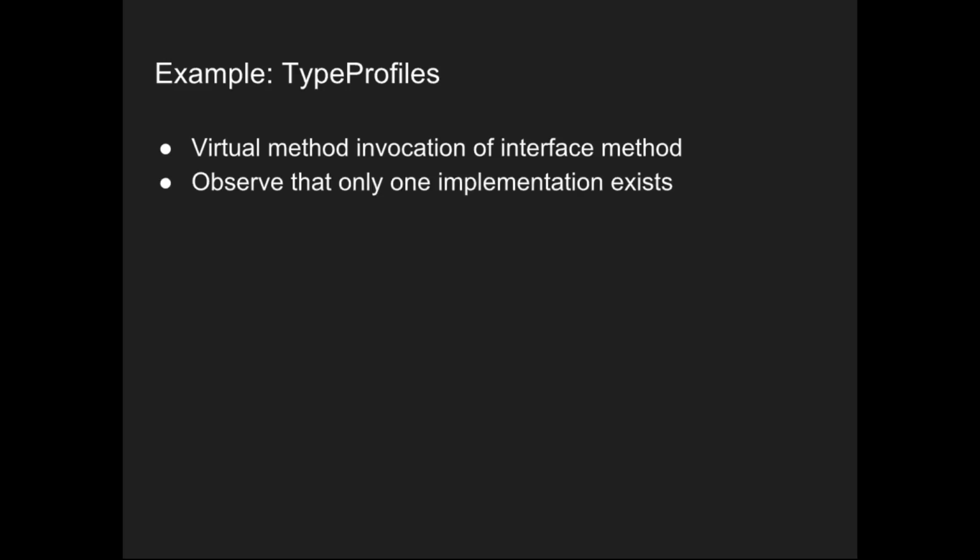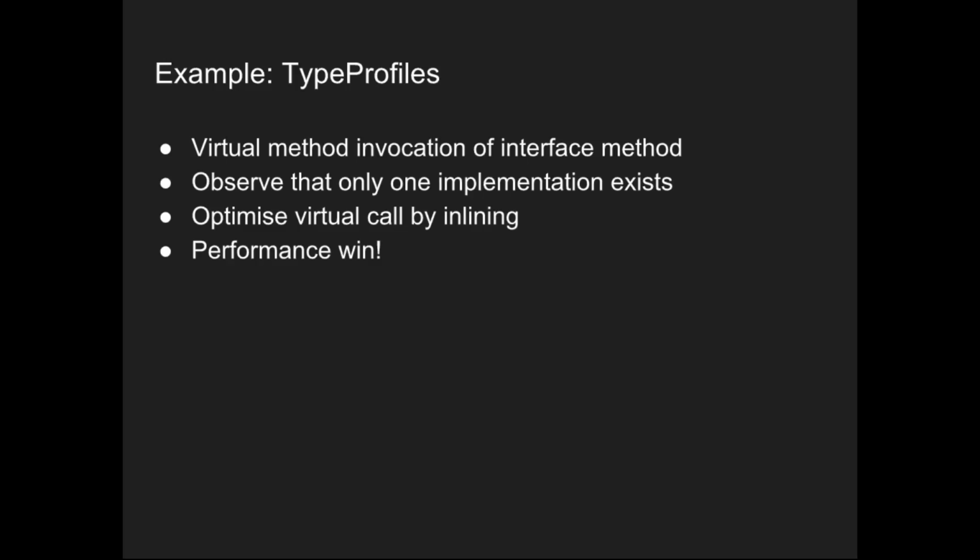In order to see this in action, we're going to look at an example of something called type profiles, which is an optimization technique available to HotSpot. When we have a virtual method invocation of an interface method, the compiler will try and be clever, and if it can observe that only one implementation of that interface exists, then the virtual call can be optimized by inlining to the actual implementation target. And this gets us a performance win because you've got fewer levels of indirection, which is all well and good, but there is of course an implicit assumption in this. And of course that is that if there is not only one implementation, then we could be sending the execution to the wrong target.